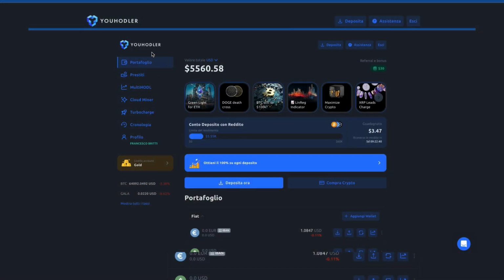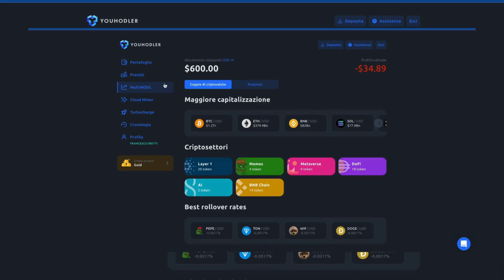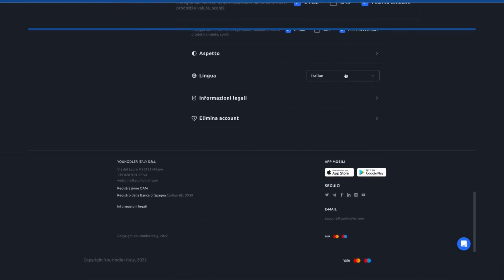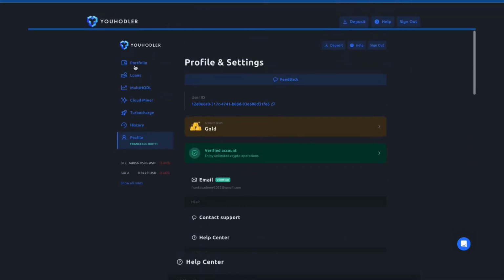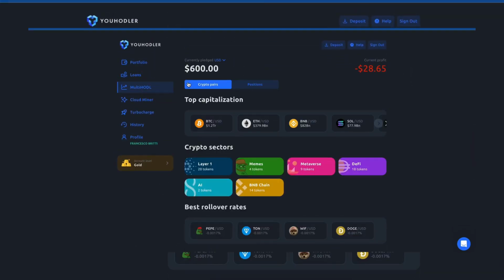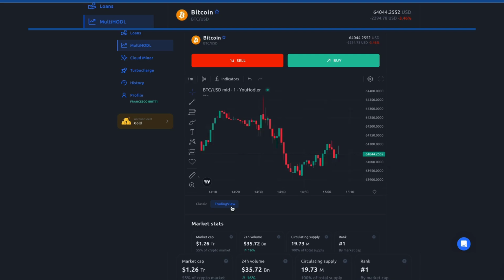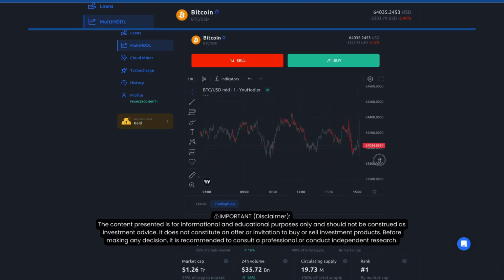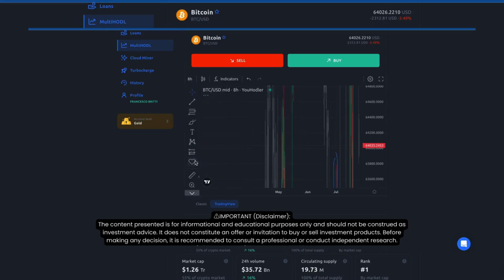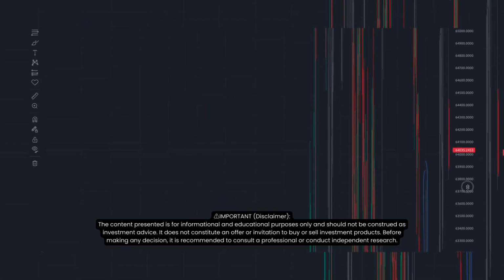So first of all, let's jump on our platform. We are now on the wallet section. Let's go on multi-hodl. Let me just change it quickly to English so it's perfect for everyone. And let's go check how Bitcoin is performing. I remind you that we have TradingView charts, so if you want to draw any type of analysis, you can do that directly on our platform.